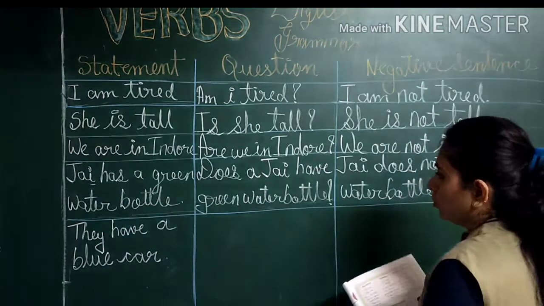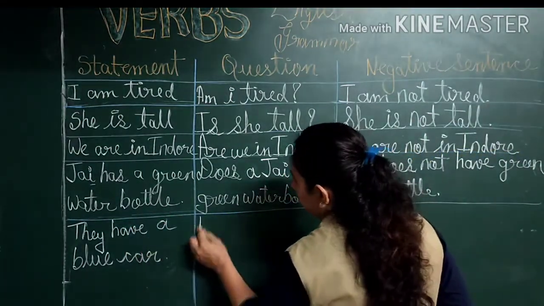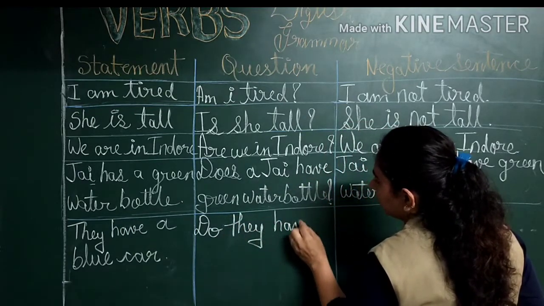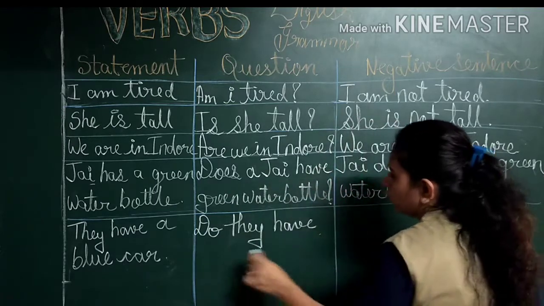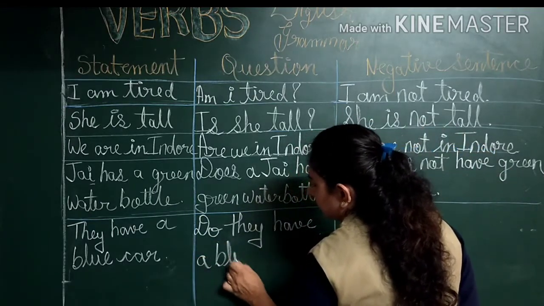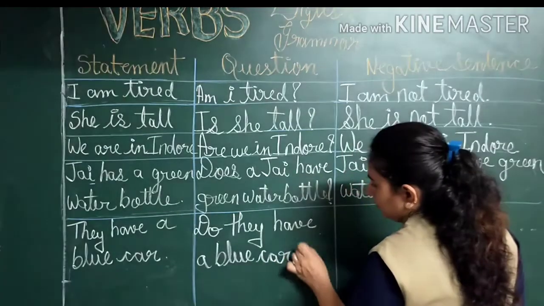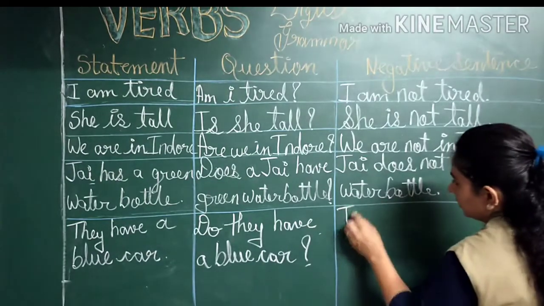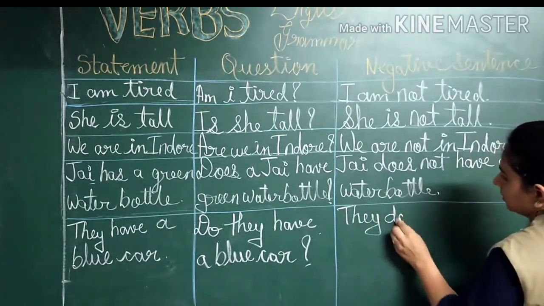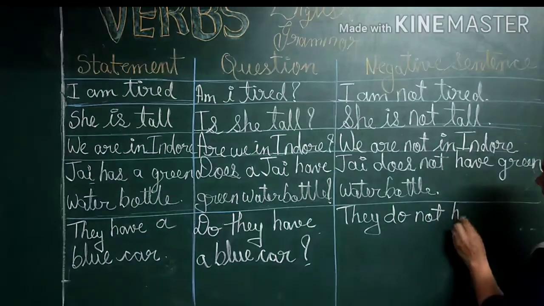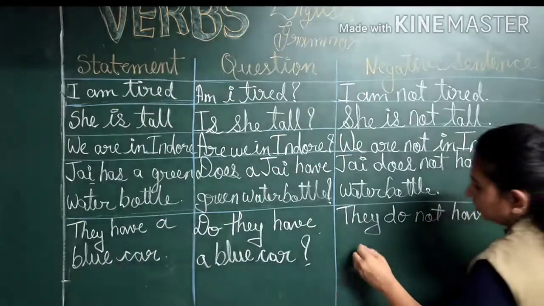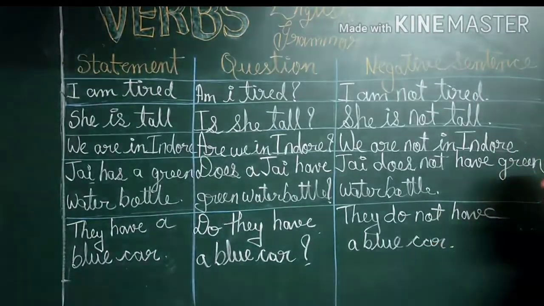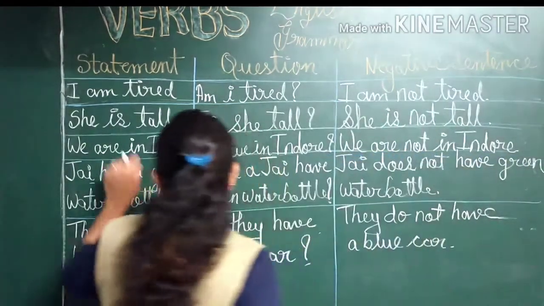So here we have to use do along with they. So: Do they have a blue car? Here we are going to write have only. Question. Now the negative of the sentence will be: They do not have a blue car. Full stop.